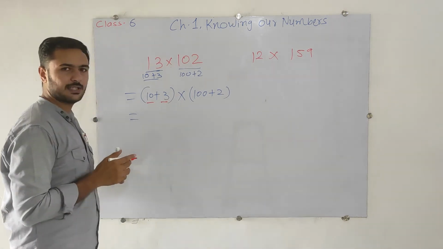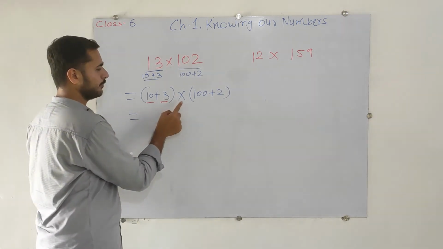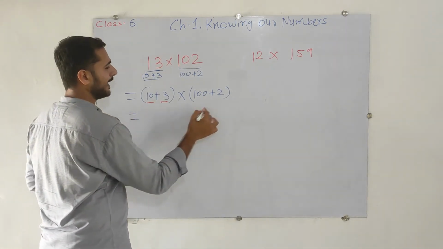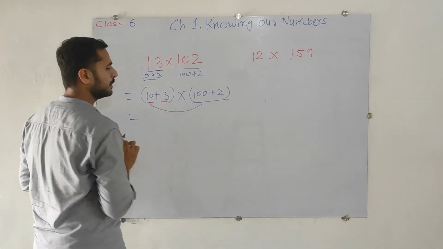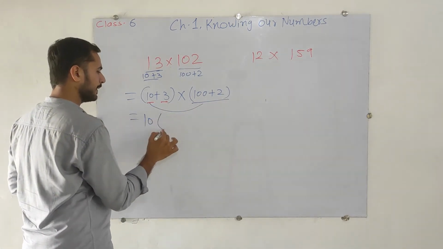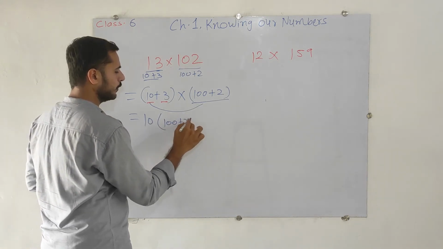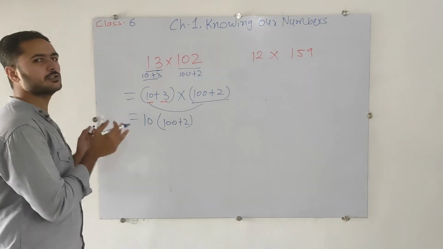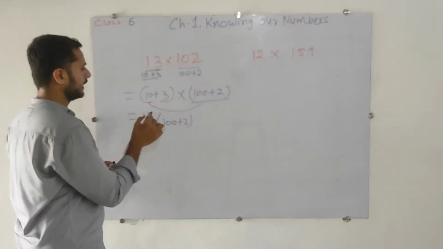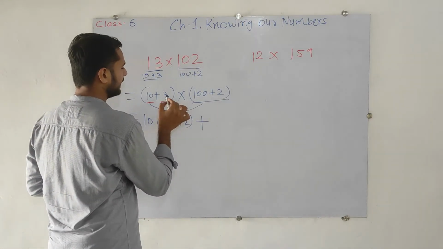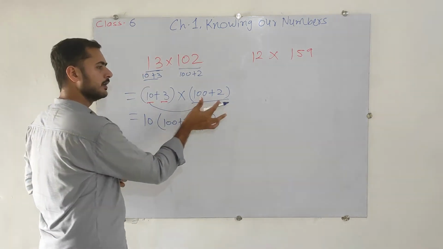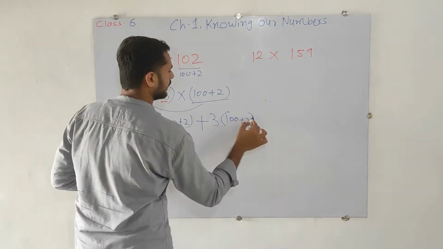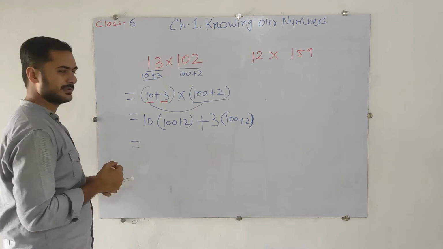Now first of all, identify how many terms there are. 1 and 2, two terms are there, so here are 2 terms, multiplication sign, and here are 2 terms. So this 10 will multiply to this bracket. How? 10 multiplied by 100 plus 2. With a bracket and a number, there is no need for a multiplication sign. If there is no sign, it means multiplication. Now here is addition, so I am going to put the addition. Then the next number is 3, so plus 3, and here 100 plus 2 again.